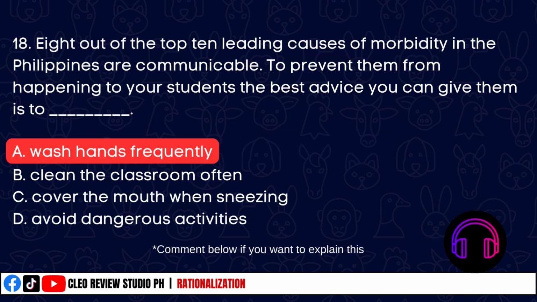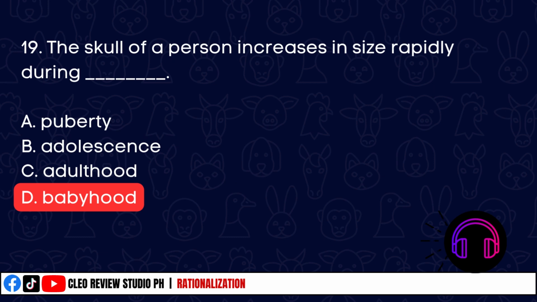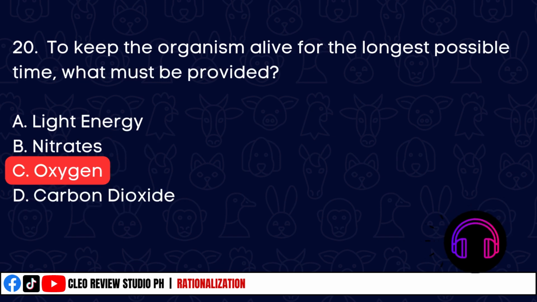Number 18 question. Observe the keywords that are already in the question itself. The best answer is option A, wash hands frequently. The skull of a person increases in size rapidly during babyhood. Letter D. Why babyhood? Because during this period, it increases in size to accommodate the growing brain. To keep the organism alive for the longest possible time, what must be provided? Of course, it needs oxygen.